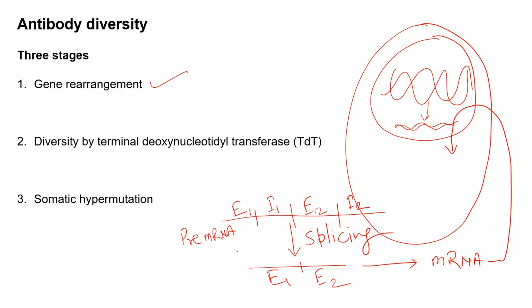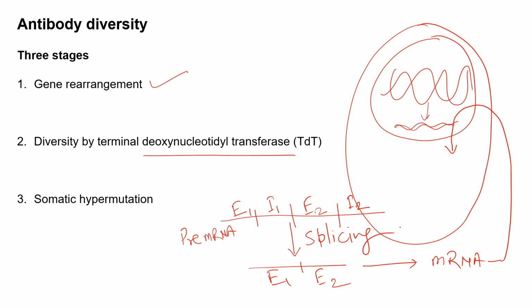Now this splicing phenomenon is important, and this E1, E2, I1, I2 arrangement of introns and exons is very important. This is what we will study in gene rearrangement, because gene rearrangement can lead to variation in E1, E2, I1, I2 and all, which could lead to a very different variant of mRNA, which we will see in a little detail. Second is diversity by an enzyme called TdT, terminal deoxynucleotidyl transferase.